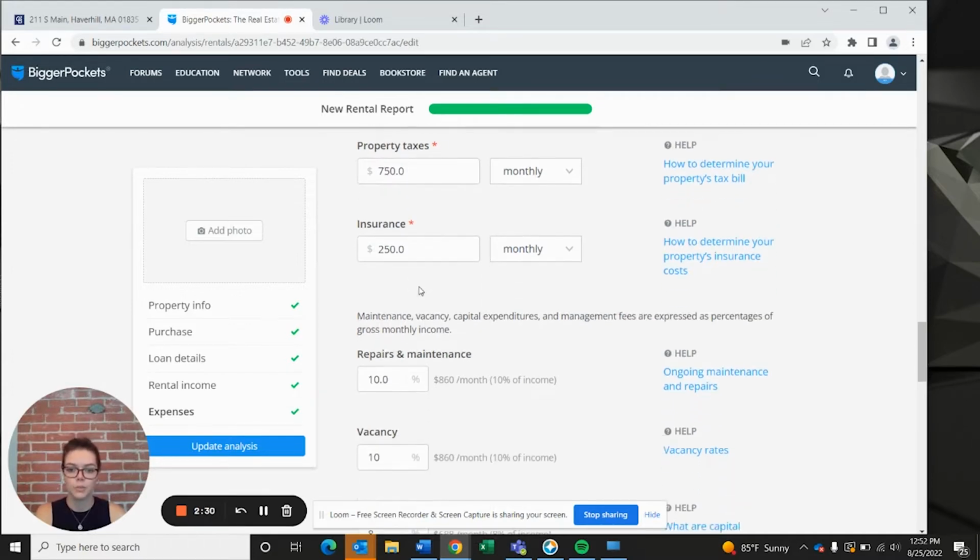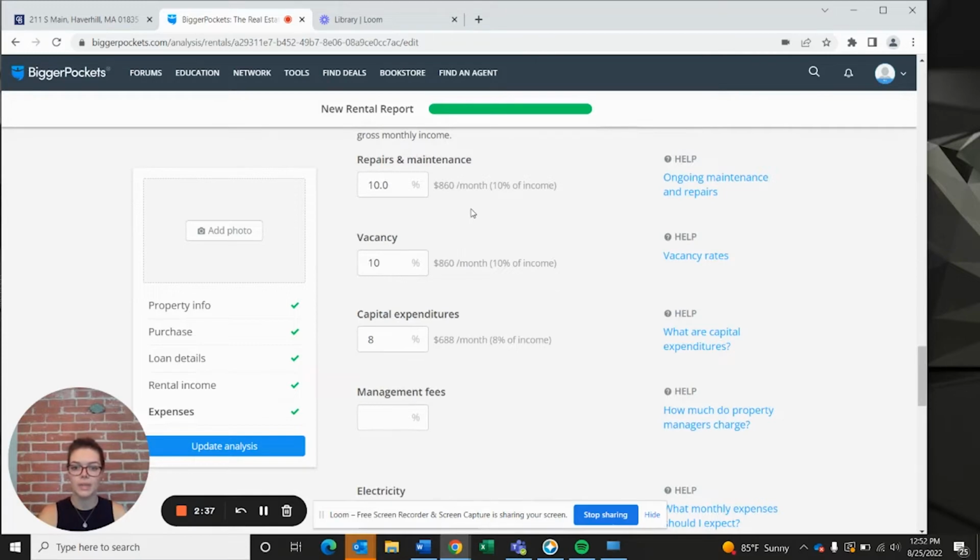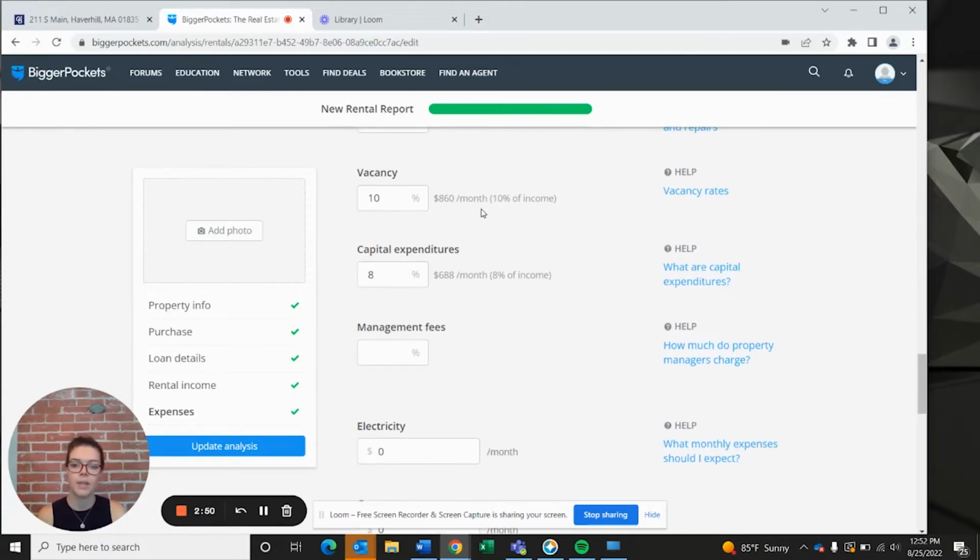For insurance, we estimate about $2,000 a year, again, conservatively. And then for repairs and maintenance, these are small monthly repairs. Maybe a tenant's sink is leaking, you need to call a plumber. That would be a repair and maintenance cost. So we estimate that to be 10% of the monthly income. Vacancy is also 10% of the monthly income.